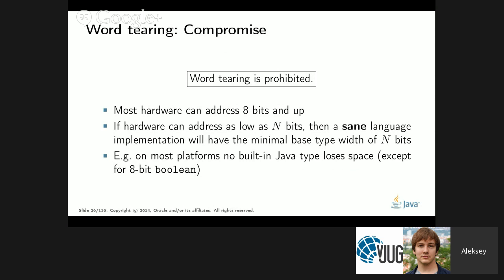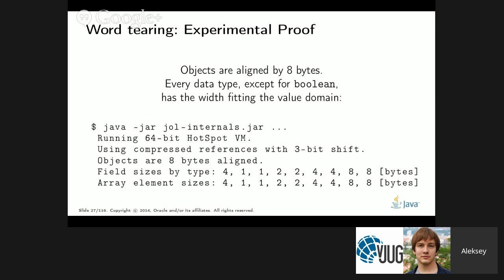value independently. All other types are okay. So if you run the JOL tool, and it will try to detect what is the data type sizes there, you will see two scales there, and the scales are the field sizes and the array element sizes for the data types. And from left to right, it's reference, boolean, byte, short, char, int, float, and double, long. And you can see that only a boolean wastes space. All other data types are actually fitting their domain nicely.